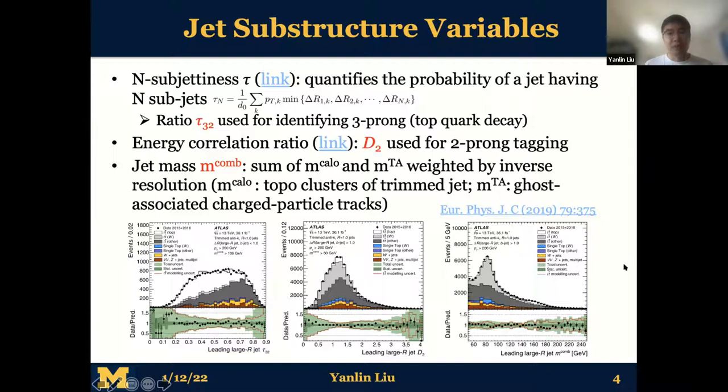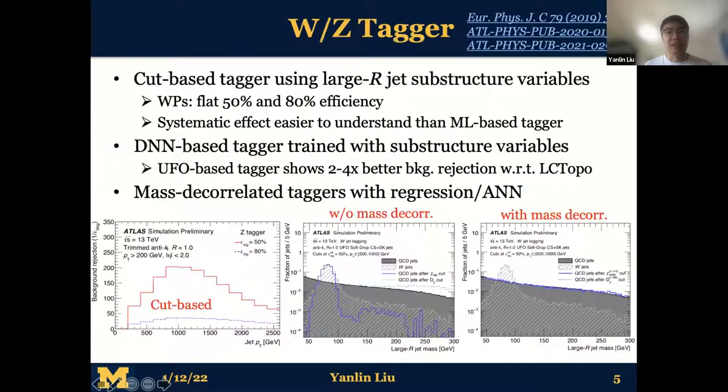Then I want to first talk about the W/Z boson tagger. First we have this cut-based tagger using the large-R jet substructure variables. And we have two working points. One is the flat 50% efficiency, another is 80%. The plot on the bottom left shows the background rejection for this tagger as a function of the jet pT.